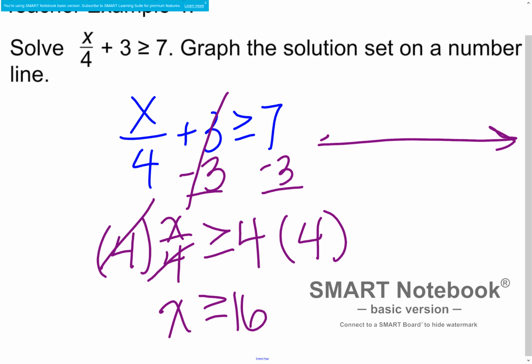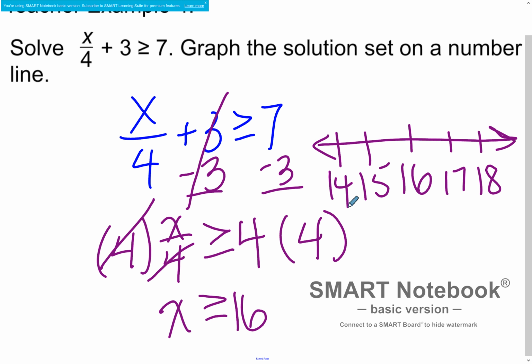So when I graph this on a number line, I put 16 here, a couple numbers before and after. Then I have to decide if it's an open circle or closed circle. So this is a closed circle because it includes 16, and then greater than means move to the right.